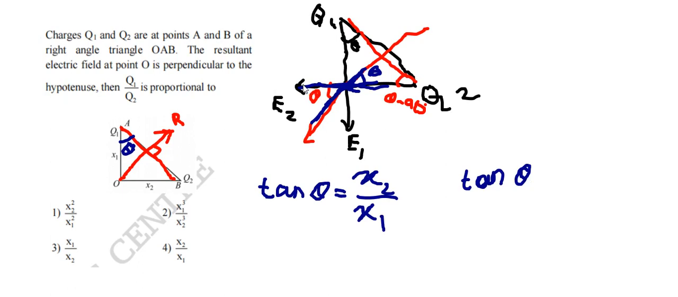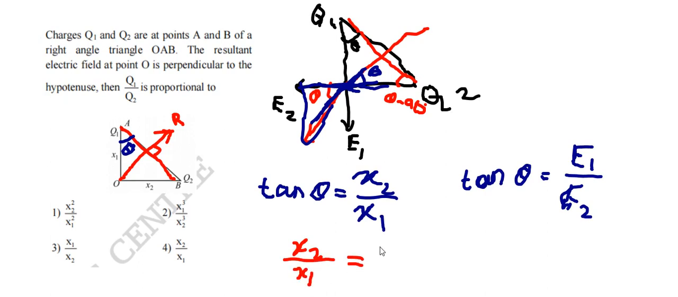So tan theta is equal to, see here, this is a triangle actually. So this is theta, opposite side is E1, and the adjacent side is going to be E2. From both terms, they are going to be equal. So x2 by x1 is equal to E1 by E2. According to this, x2 by x1 is equal to E1 by E2.